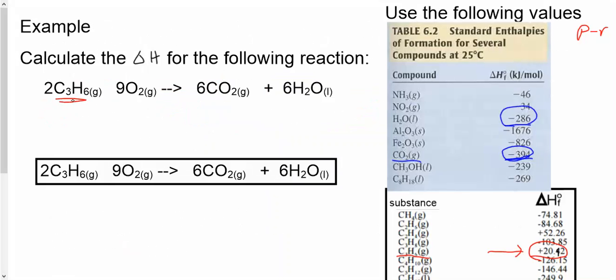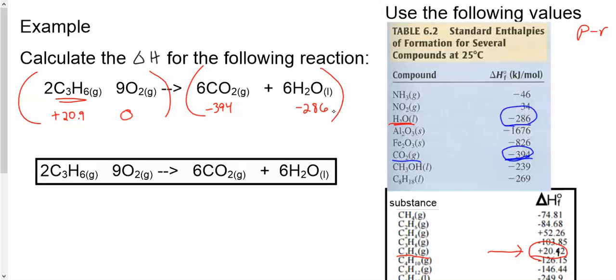Start with C3H6. Found it here on this chart, and it tells us that the delta HF is positive 20.9. So I'll go ahead and write that under there, 20.9, and that's kilojoules per mole. We have O2. We should know already that oxygen gas has a standard enthalpy of formation of 0 because it's an element in its standard state. Carbon dioxide, here it is, and it's negative 394 per mole. And then water is right here, negative 286 per mole.